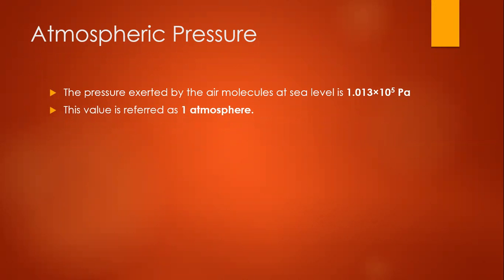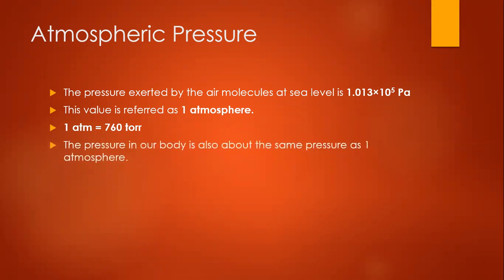There is another unit of pressure, the torr, and 1 atmosphere is equal to 760 torr. We can describe another unit as mercury, Hg: 1 atmosphere is equal to 760 millimeters of mercury, Hg. Now, the pressure in our body is also about the same as 1 atmosphere. That's why we do not feel the high atmospheric pressure exerted on us, because our body's pressure in normal circumstances is also 1 atmosphere. Now we can describe the variation of pressure with altitude and with depth.